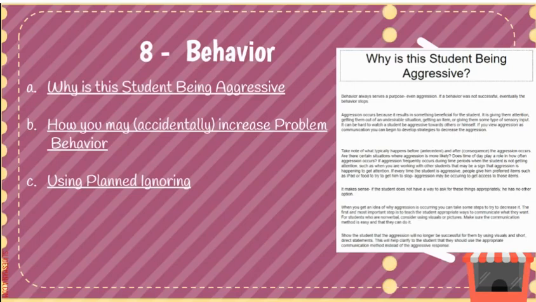So why is a student being aggressive? Here are some tips on what you might think about, some content to help you understand that aggression occurs because it's a result of something that's beneficial for the student. It gives them attention, or gets them out of an undesirable situation. So sometimes we see aggression occurring because it's the result of this.